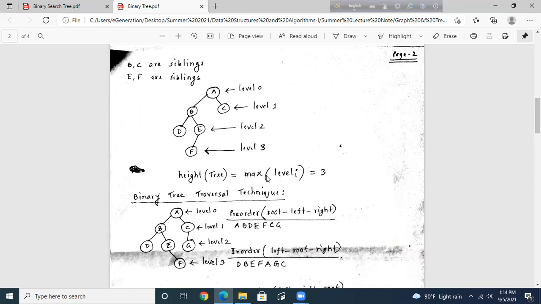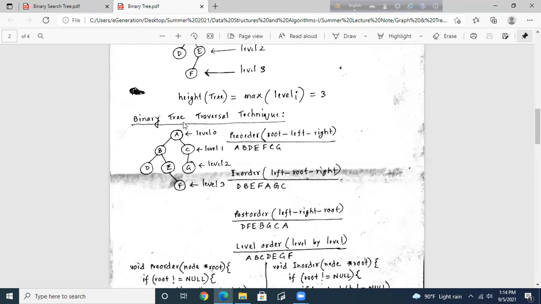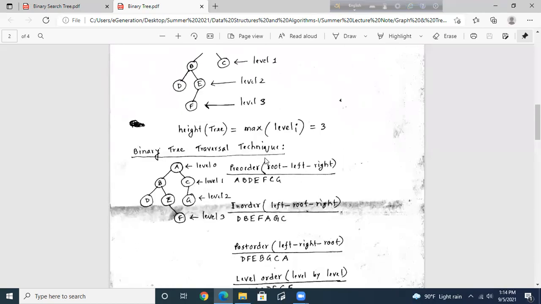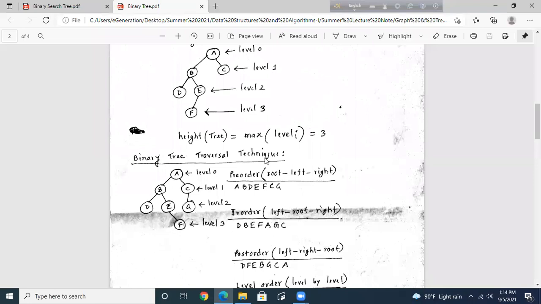So height is the maximum of the levels. Since our maximum level is 3, our height is 3. Now, binary tree traversal technique. Students who completed discrete mathematics already know the tree traversal technique.